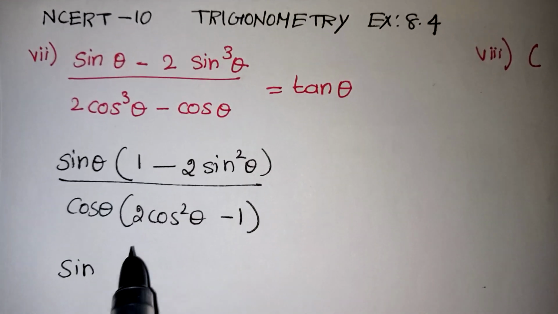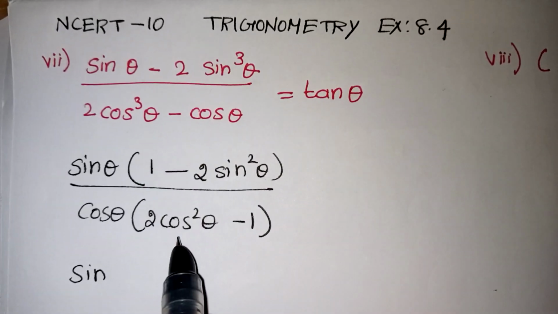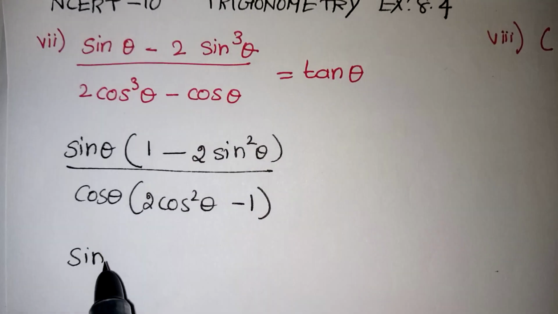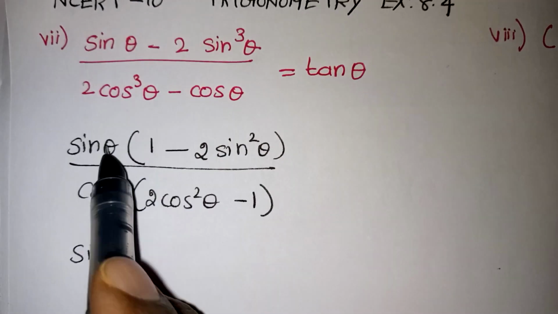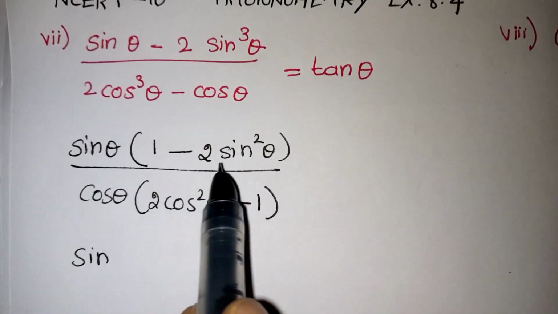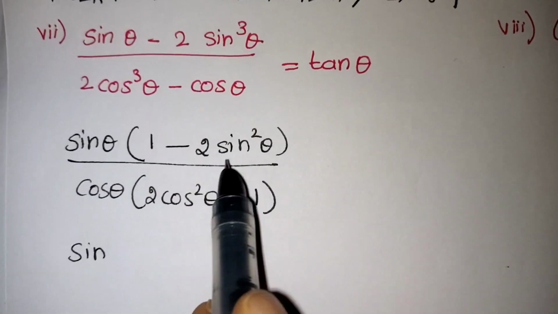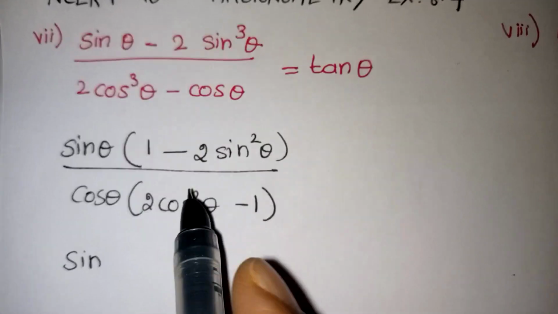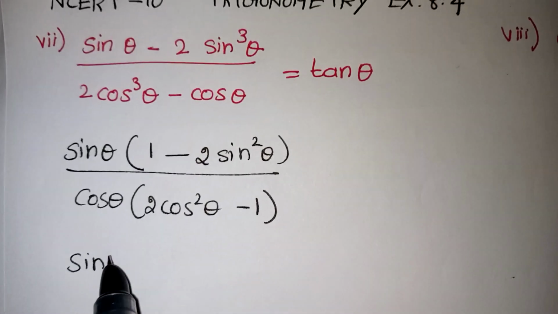Why are we doing this now? Either both should come in sin or both should come in cos to cancel. So tan theta I need as the answer. Sin by cos will give you tan, no problem. Only these two we have to cancel. Either you make it into cos or make it into sin. So the numerator I am going to make in cos now.